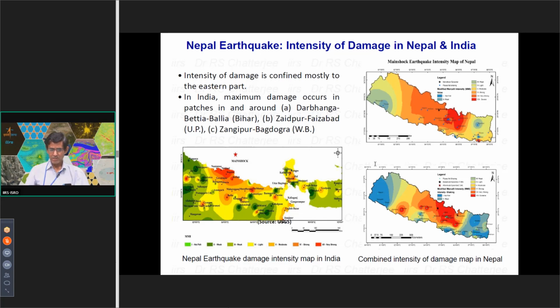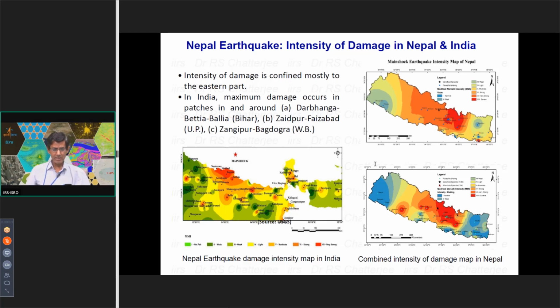In this damage intensity map, the right top shows the damage intensity due to the main shock, and the right bottom shows the combined intensity from the main shock to the major aftershock. How has this been prepared? It is based on the MMI intensity values observed at different point locations, and it is crowdsourced data available from USGS. Then we interpolated and prepared this damage intensity map for the Nepal region as well as for the Indian region, south of the Nepal earthquake.